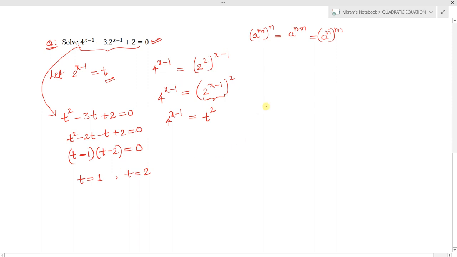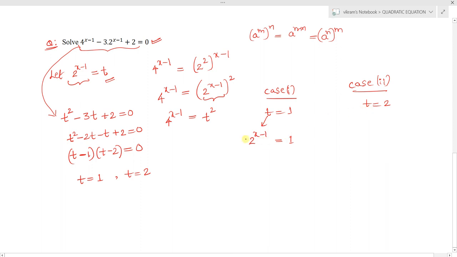What is case 1 now? Case 1 is t = 1, and case 2 is t = 2. If t = 1, we assumed t = 2^(x−1). Now replace it here: 2^(x−1) = 1.